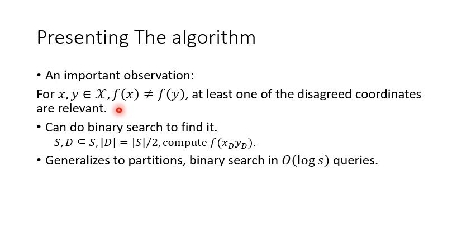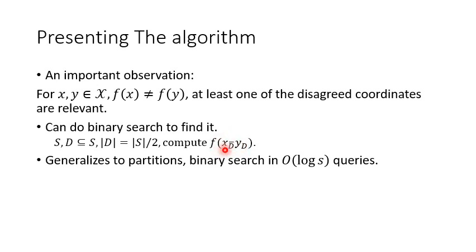Okay. Another important observation is that we can efficiently find this relevant coordinate. We can actually do binary search to find it in a logarithmic number of queries. Let's say the disagreed coordinates are S. We can compute the disagreed set without querying the function. Then we can take this set and halve its size. We can take a subset D that is contained in S and will have half the size of S. And then we can take the input x and change it so that it will agree with y on the coordinates D. This will actually be a hybrid input.